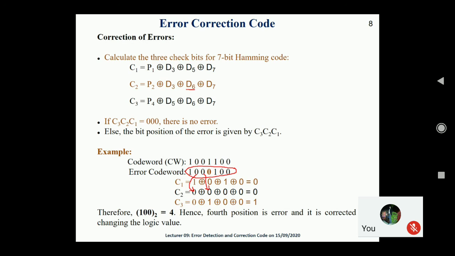D6, this one is D6. Which one? D3, D4, D5, D6. This one is D6. D7, this one is D7. So the last one is D7.